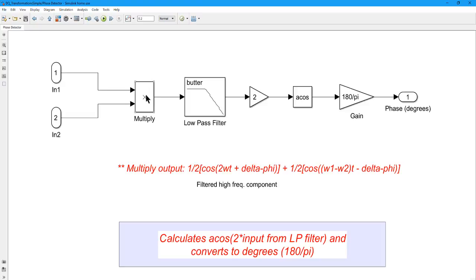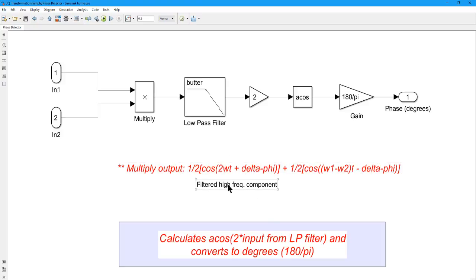I do a simple multiplication, just use a regular multiply block, and that gives you an output, and I then pass that through a low pass filter. So let me explain what that is and why we're doing it. Now, if you multiply two sine waves, you will get a result, an equation that looks like this, and it looks kind of complicated, but we're going to simplify it quite a bit.